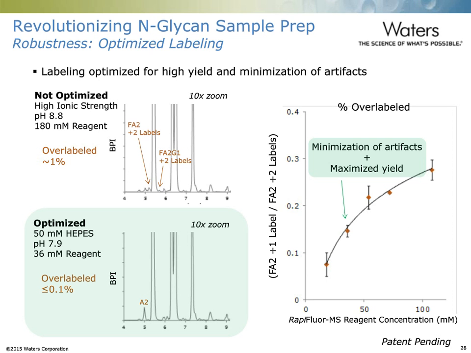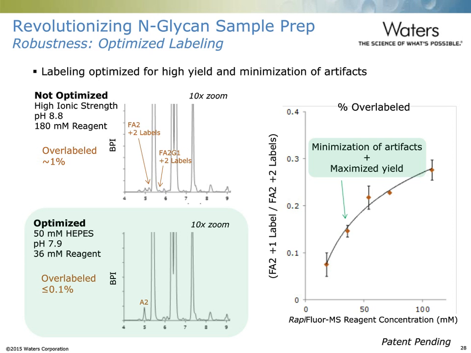For this reason, poorly optimized labeling conditions can lead to noisy baselines where there are so-called over-labeled glycan species containing two labels. The chromatogram on the top left shows an example of finding such confounding species when poorly optimized conditions were employed for labeling. The parameters for RapiFluor-MS labeling have been tuned by optimizing pH, ionic strength, buffer composition, and most importantly, molar excess of reagent. The outcome of this work are optimal conditions that minimize the formation of these so-called over-labeled species.